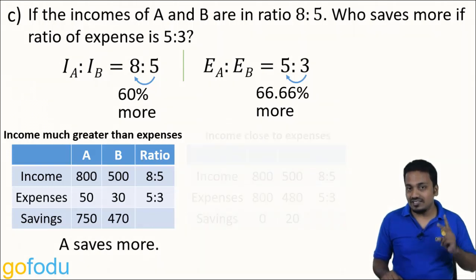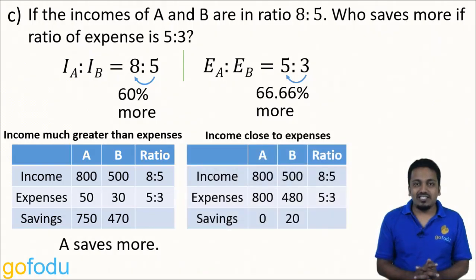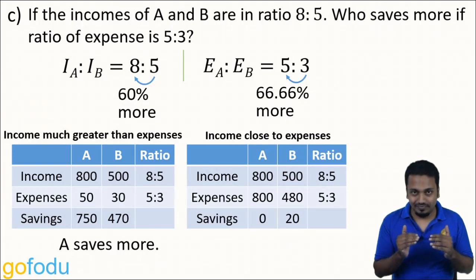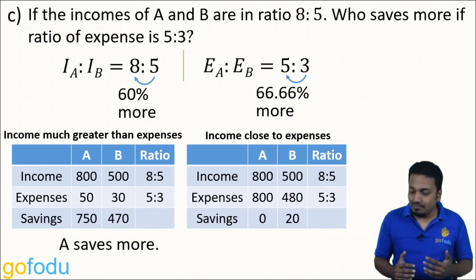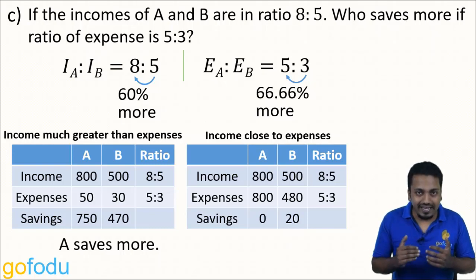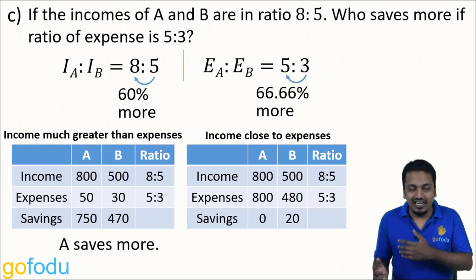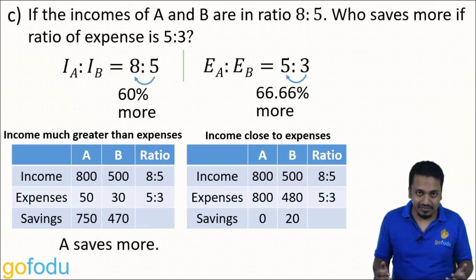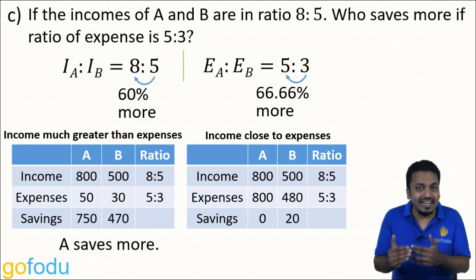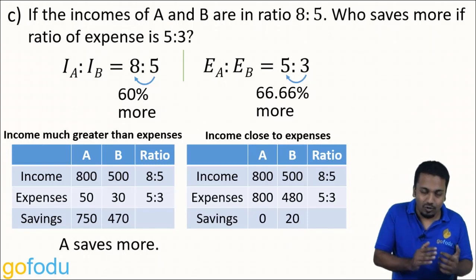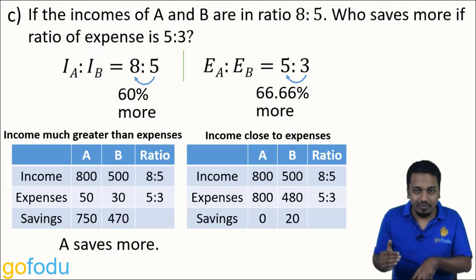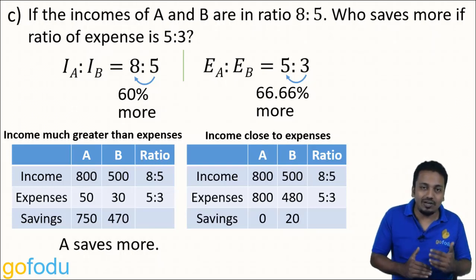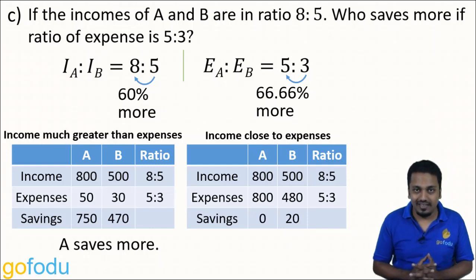Now we have case 2, when expenses are almost near to the income. Okay, expenses are very close to the income. For example, we have taken values here. A earns 800 rupees and B earns 500 rupees. Their expenses are 800 and 480. For A, I have taken expense equal to the income, and for B, the expense 480 is very close to the income 500. Okay, expenses are very close to the income.